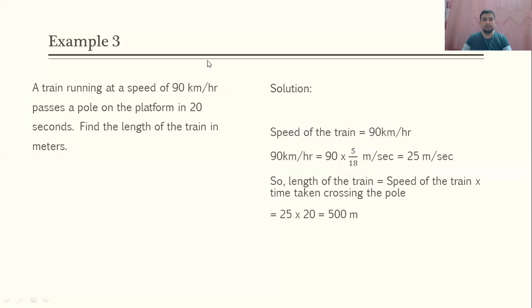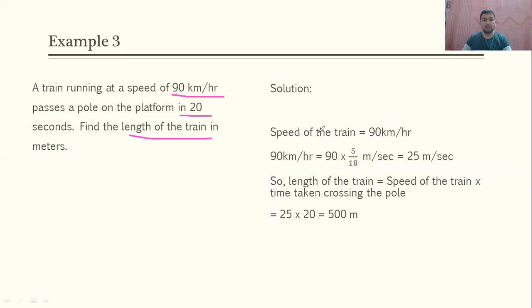Next, a train running at a speed of 90 km per hour passes a pole on the platform in 20 seconds. So there is one train which is running at a speed of 90 km per hour, which passes a pole on the platform in 20 seconds. We have to calculate the length of the train.